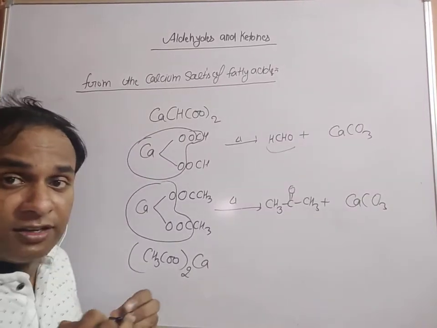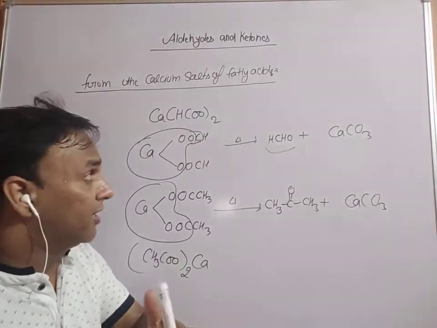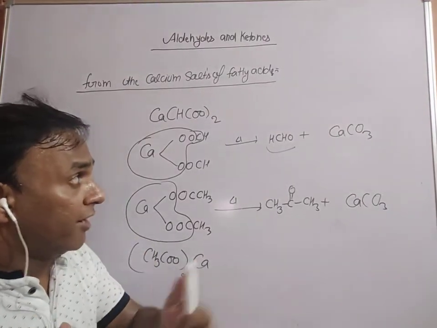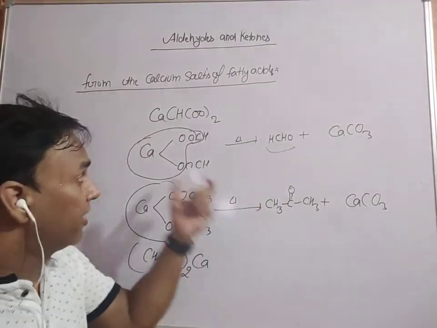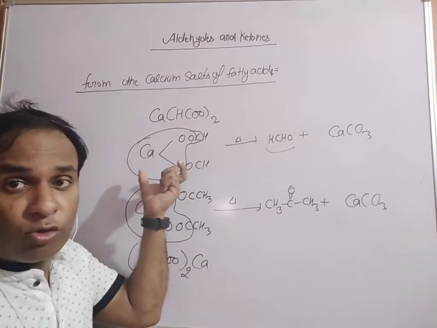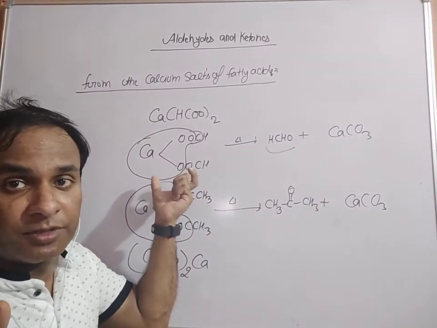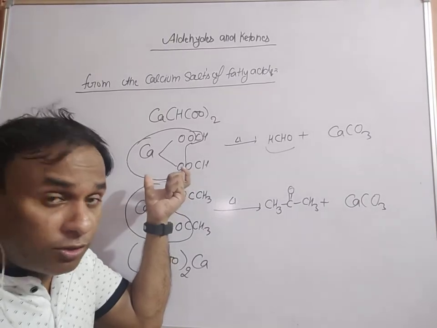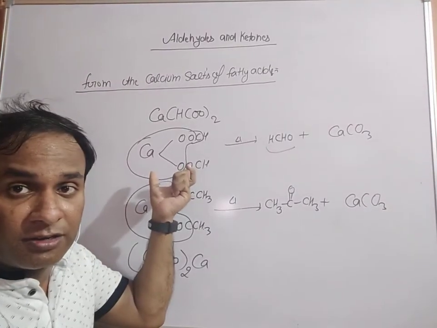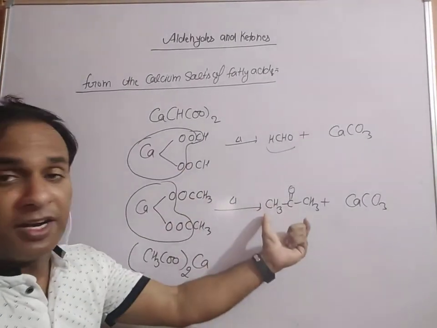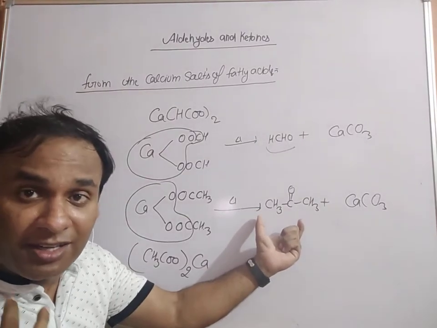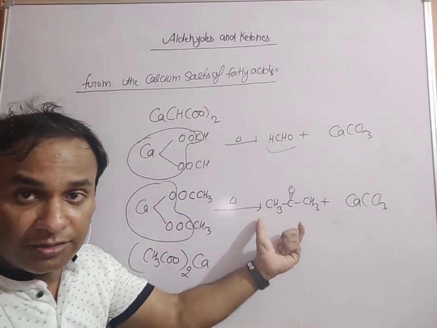Got it? Clear? Listen, the most important point is if you want to form an aldehyde, then the presence of at least 1 mole of calcium formate is important. Clear? When we do not use calcium formate, then we obtain acetone or any other ketone. Clear?